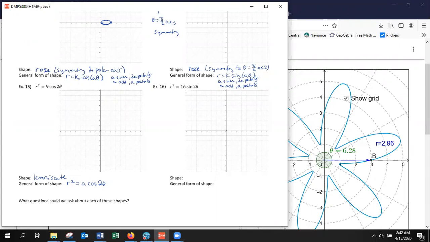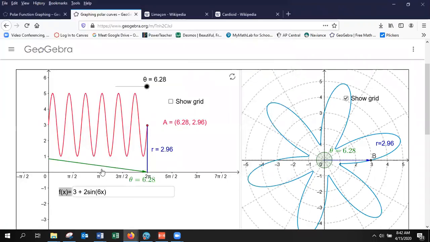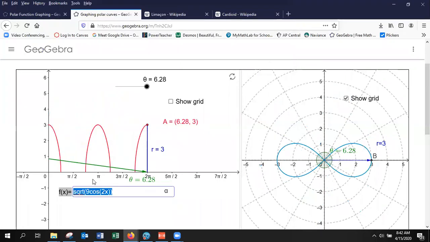This is not something that we can graph on GeoGebra because of the r squared. But what I could do is I can graph it as the square root of 9 cosine of 2x, or 2 theta. And so this is our lemniscate. It's really kind of like that infinity sign.